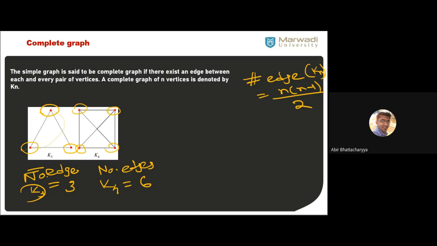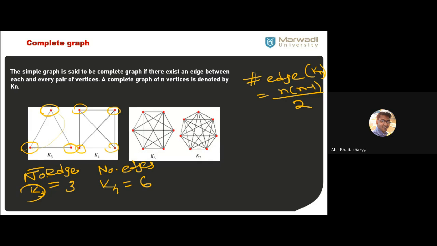All right. So here it is K6 and K7. If I ask you to find the number of edges for K6 and K7, please tell me. For K6, what is the number of edges? And for K7, what is the number of edges? Quick. For K6, 15. Very good. And for K7, 21. Very good. Okay. You can cross check.